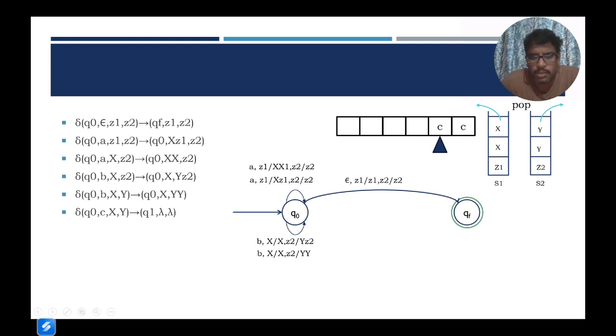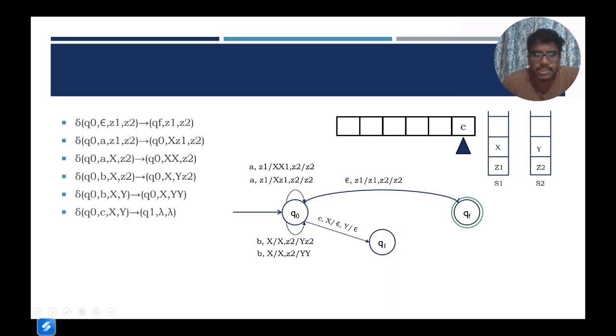Now in the transition diagram we draw that for the input c, x becomes epsilon, y becomes epsilon or lambda, moving to the state q1. Clear? Now the header will move to the next.